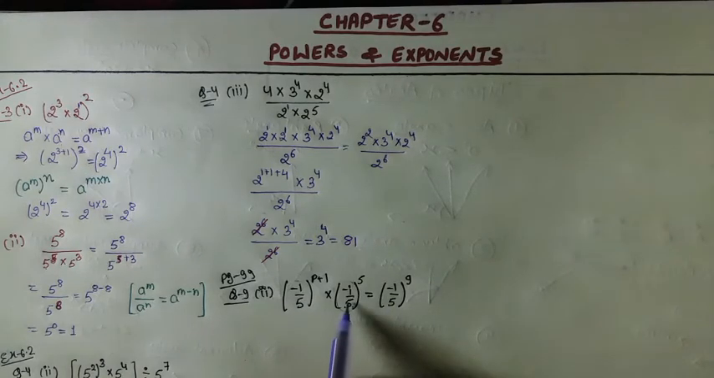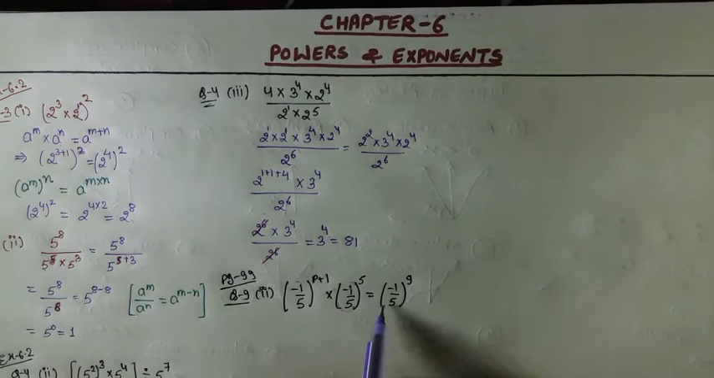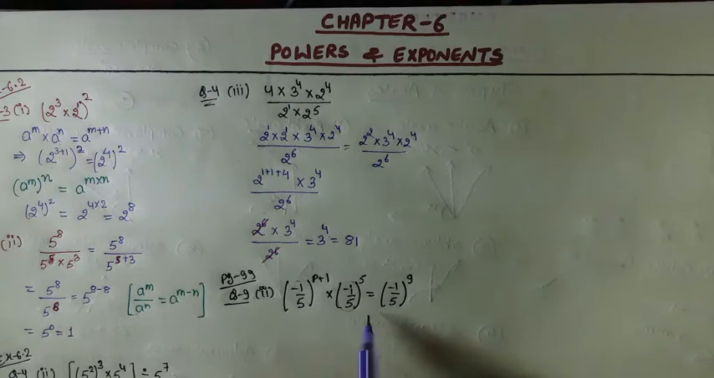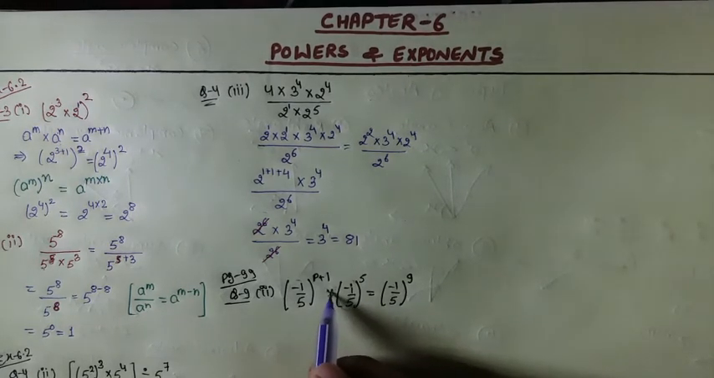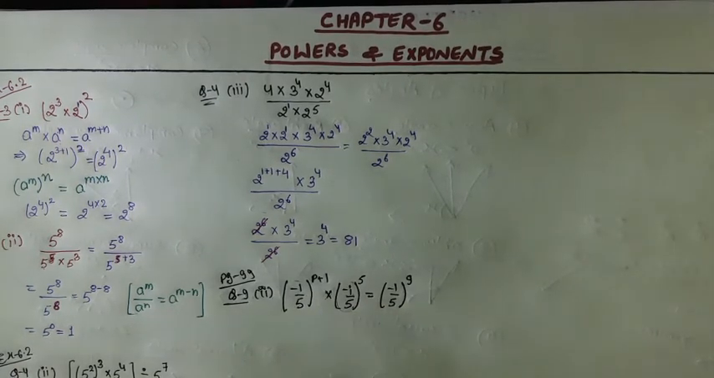In LHS as well as in RHS we have same base, that is minus 1 by 5. So these two are being multiplied together. ये क्या हो रहे हैं? साथ में मल्टीप्लाई हो रहे हैं. So can we add up the powers? क्या हम पावर्स को ऐड कर सकते हैं?